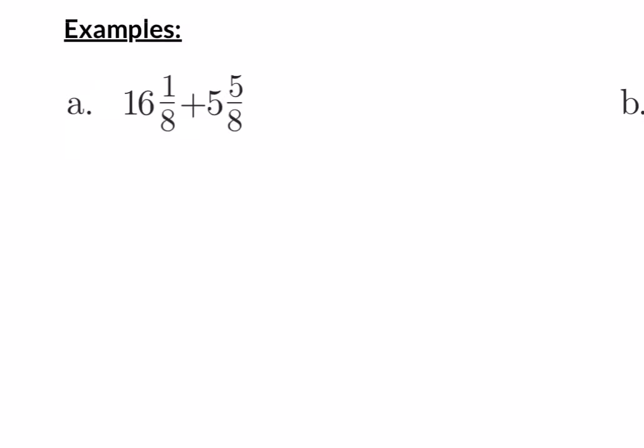So for our estimate, 16 1/8, since 1/8 is smaller than 1/2, we're going to round down. So we're going to write this just as a whole number. This is 16, and we drop our fraction. Plus 5/8 is bigger than 1/2, so we're going to round up. We're going to turn the 5 into a 6 and drop our fraction. And then now if we go ahead and add, we get 22.